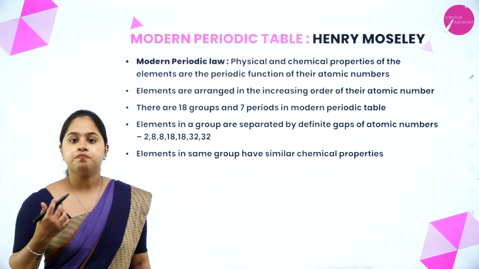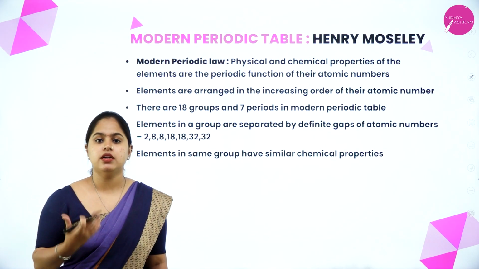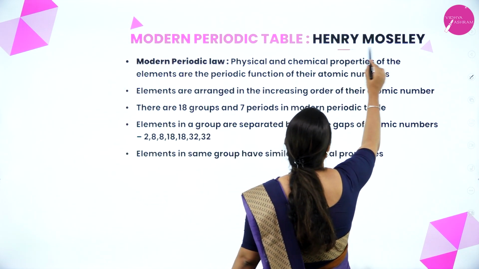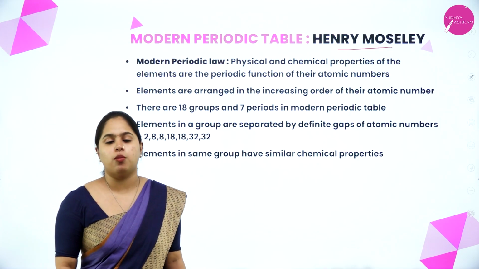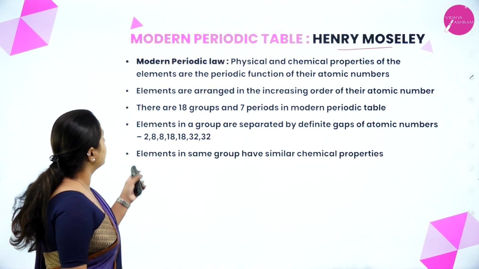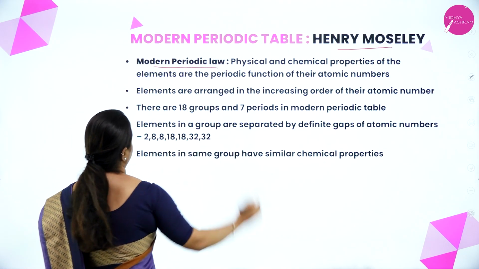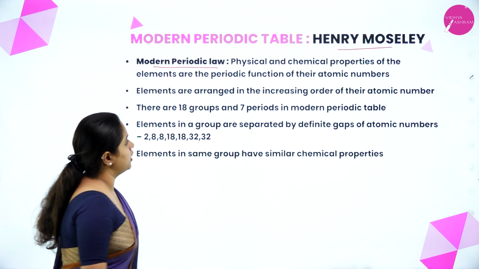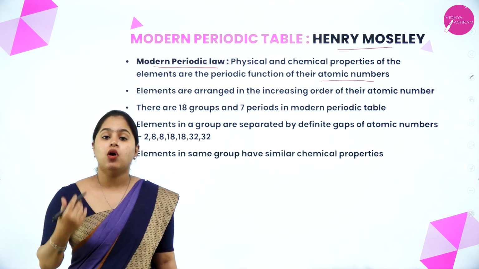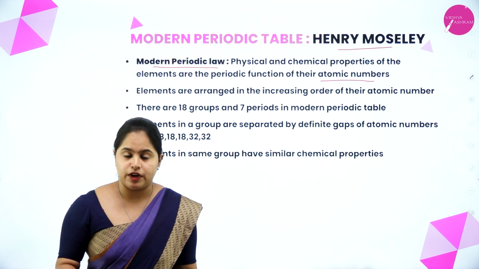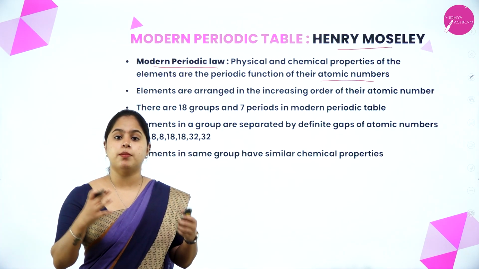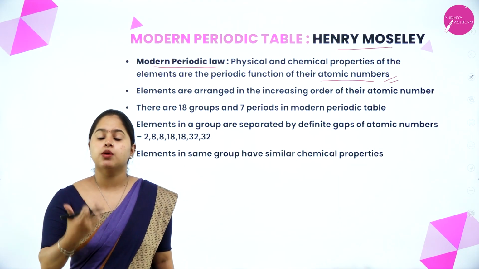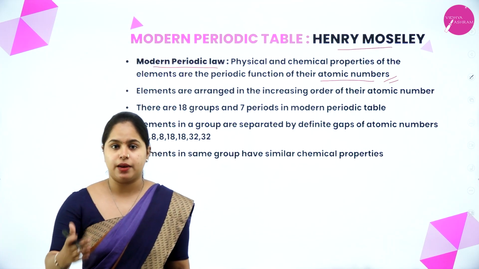So from this, the modern periodic table was formulated by Henry Moseley. This is the accepted form of classification. Before understanding that, you need to know the modern periodic law. It states that the physical and chemical properties of the elements are the periodic function of their atomic numbers. What Henry Moseley found out is that atomic weight is not the perfect way to classify elements. It is atomic number, which is the more reliable way in which the elements can be classified.